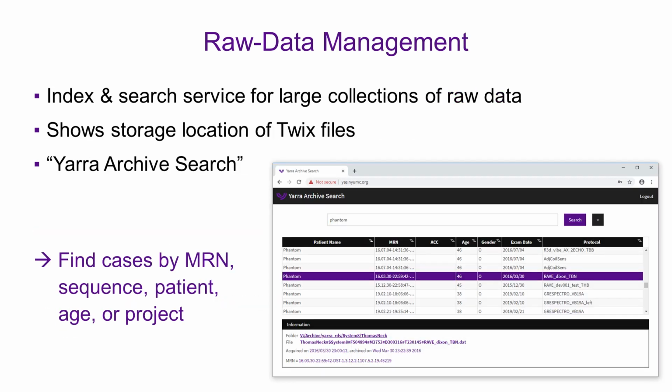If you have collected a lot of raw data, it can be difficult to manage the amount of raw data and to find individual scans. And to help you with this task, we developed Yarra Archive Search. Yarra Archive Search creates a database of all your stored raw data, and using a web interface, it is then possible to search for cases by medical record number, by sequence type, patient name, age, or project. And it will then show you where these raw data files are located on your network drive.